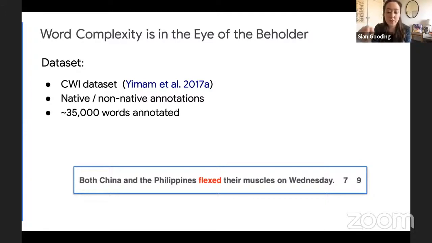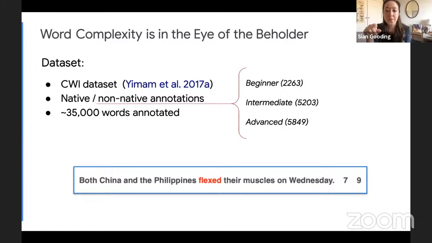However, one thing that wasn't released with this dataset was the annotations for the non-native audience, which were self-reported proficiency labels. Over 2,000 words were annotated by beginners, and over 5,000 each for intermediate and advanced. With this paper, we release these annotations as well. So if people are interested in looking into this further, the annotations have been released with this paper. So we've got this data set, with words that have been annotated as complex or not by a range of different audiences.